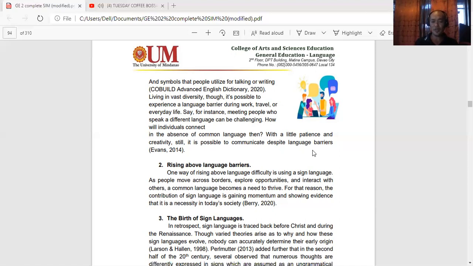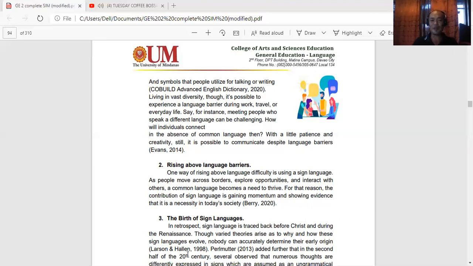A common language becomes a need to thrive. So for that reason, the contribution of sign language is gaining momentum and showing evidence that it is a necessity in today's society. So if we are in a classroom setting today, probably we would have played a game called charades.